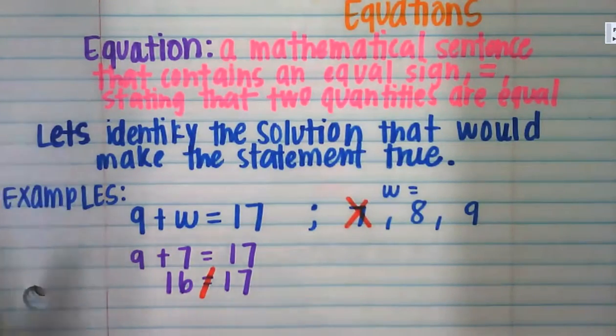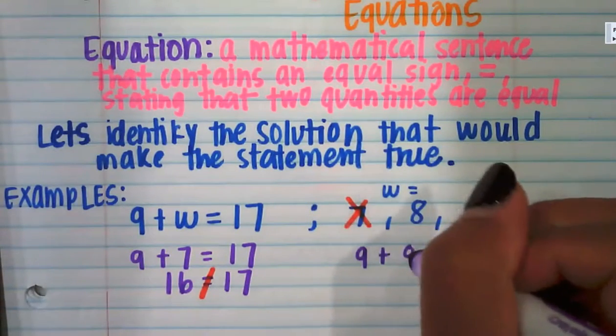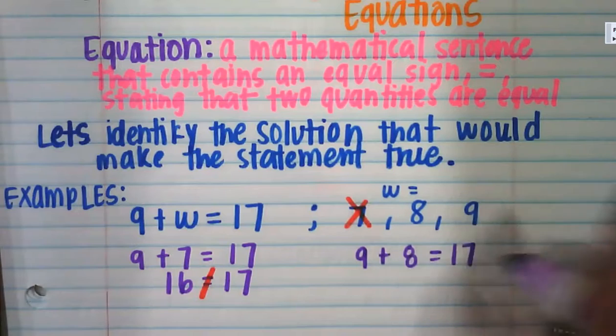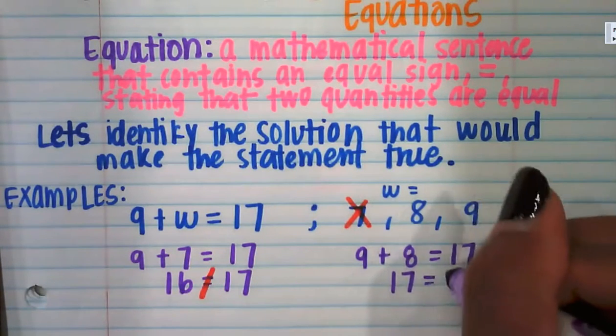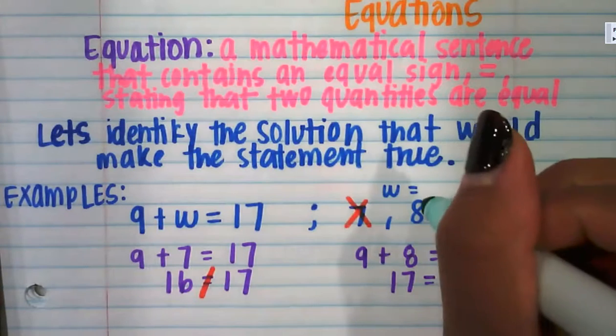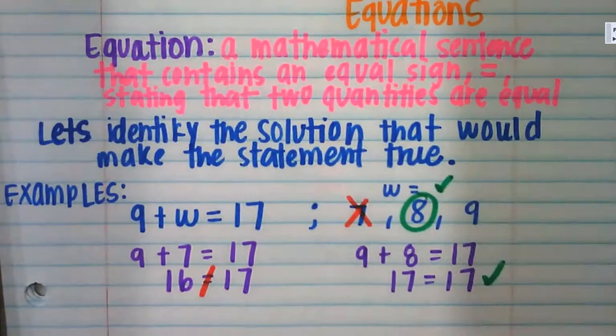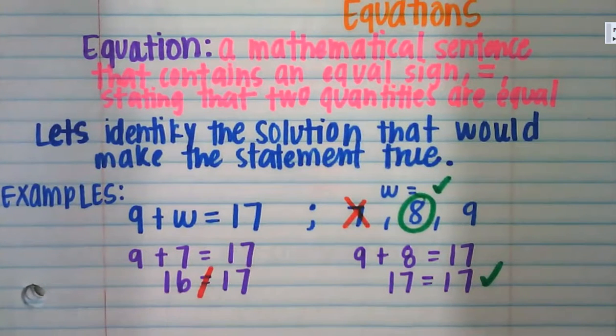Well, let's try the next number, 8. 9 plus 8 equals 17. Well, what's 9 plus 8? 9 plus 8 is equal to 17. Is 17 equal to 17? Well, it sure is. Therefore, 8 is our solution. w has to equal 8 to make this statement true.